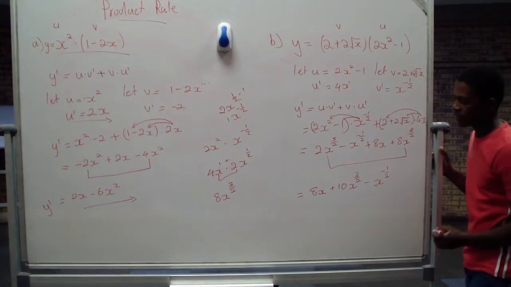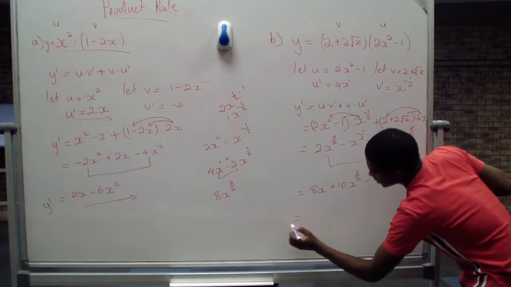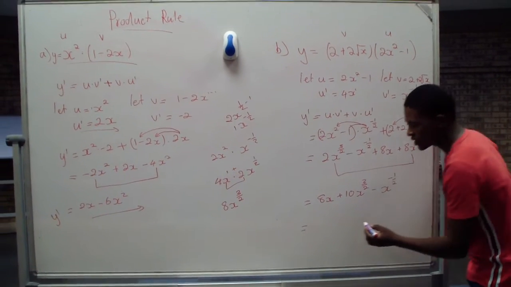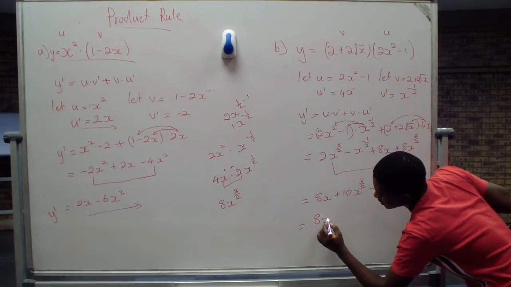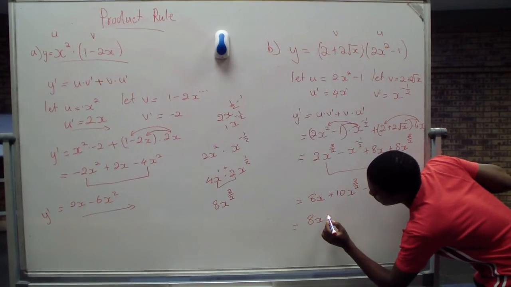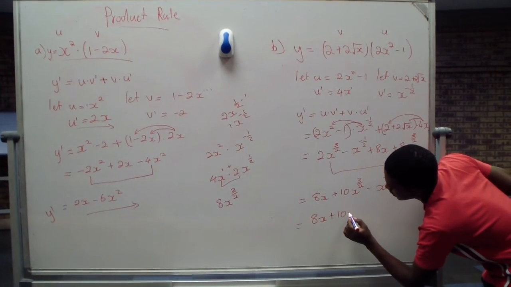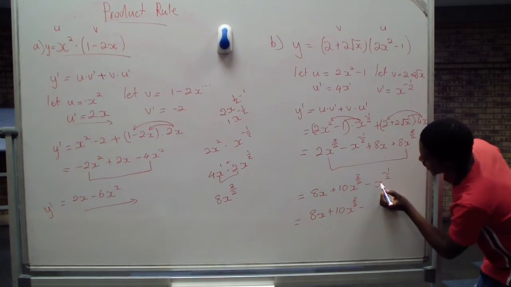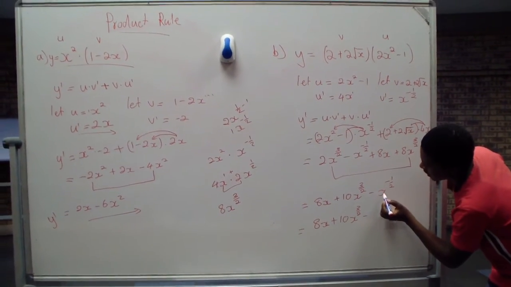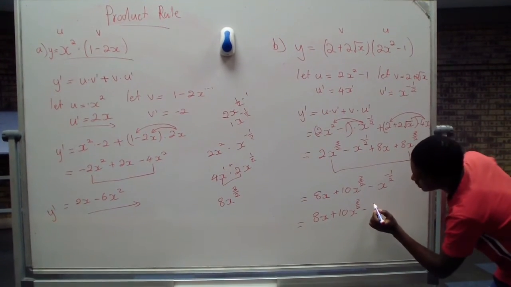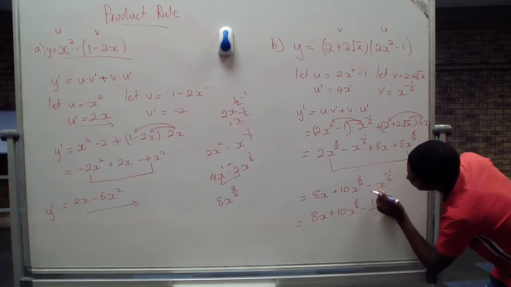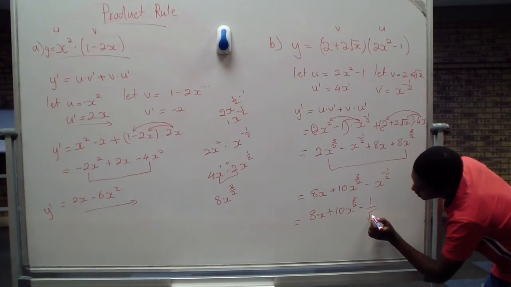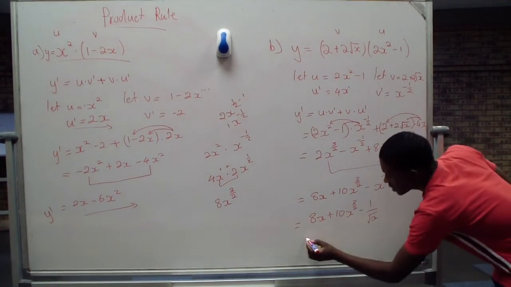Then my last answer, since with differentiation you shouldn't have a negative exponent, I will say 8x plus 10x to the power 3 over 2 minus, when I take x to the power negative half, I'll be left with 1, and take this part and make it my denominator, and I will have x.